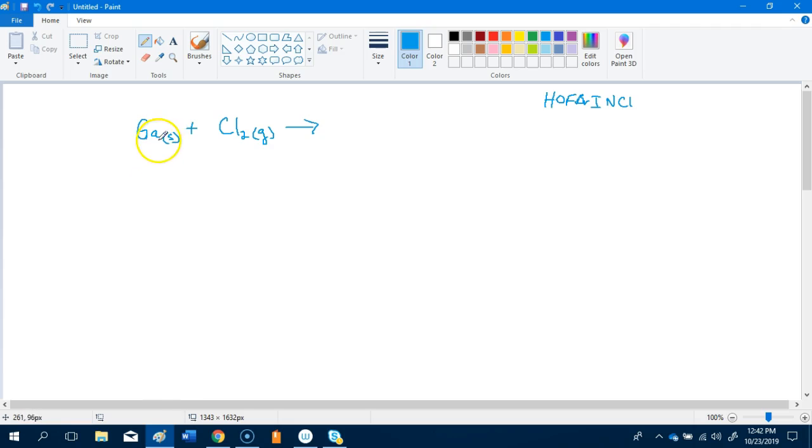Gallium doesn't have a subscript. It's just a single atom floating around as a solid. And then we're going to put them together. So I'm going to do that right now. We'll have the product of gallium and chlorine together. So that's going to be gallium chloride.